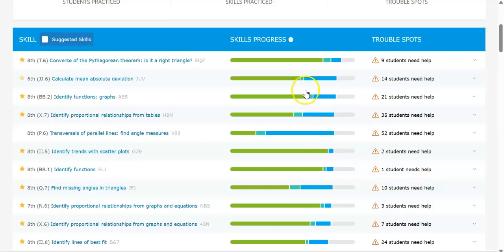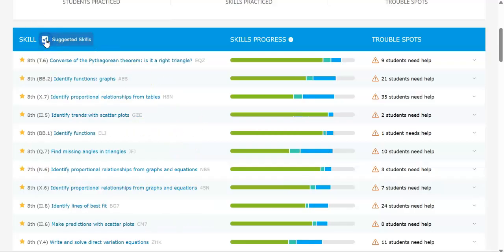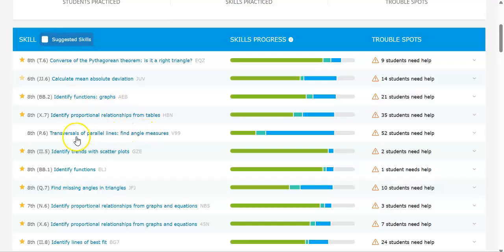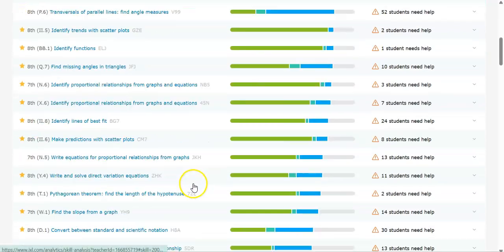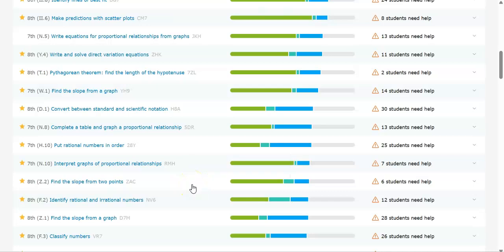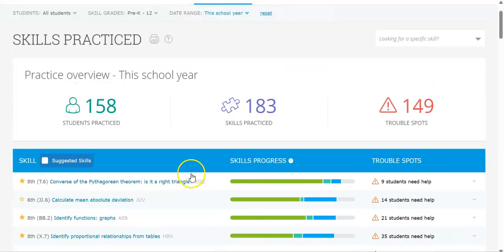As you scroll down, you can see how many students have mastered the skill, how many are proficient, how many are still practicing, and how many have not practiced those skills. It also tells you how many students are having trouble with those skills. You can also click here to see the suggested skills, or this could be all the skills. You see how some are not suggested. It could be that they were working on some of those skills through MAP or have gone into the different skill plans and practiced different skills that way.